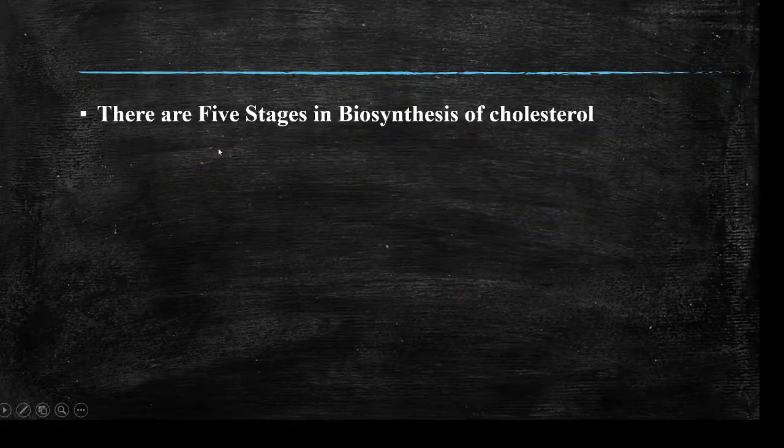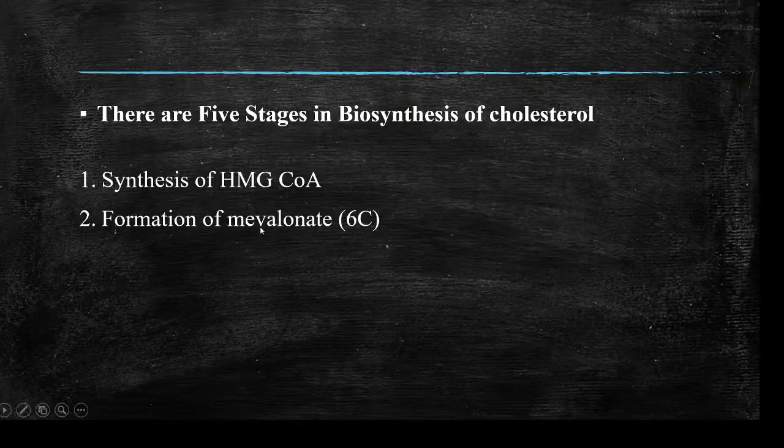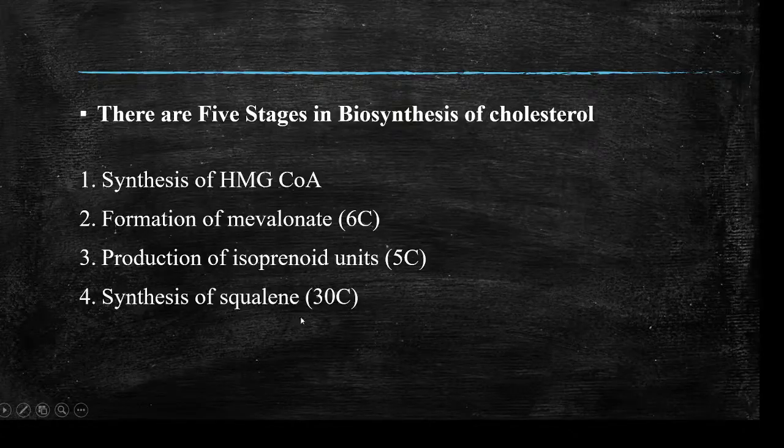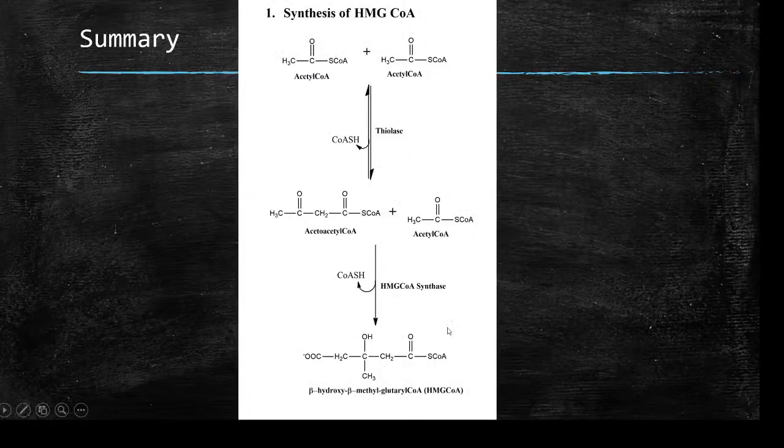Okay, so that is the thing here. In summary of the overall pathway, there are 5 stages. The first stage is synthesis of HMG-CoA. The second stage is formation of mevalonate. The third stage is production of isoprenoid units. The fourth stage is synthesis of squalene. The fifth stage is conversion of squalene to cholesterol.